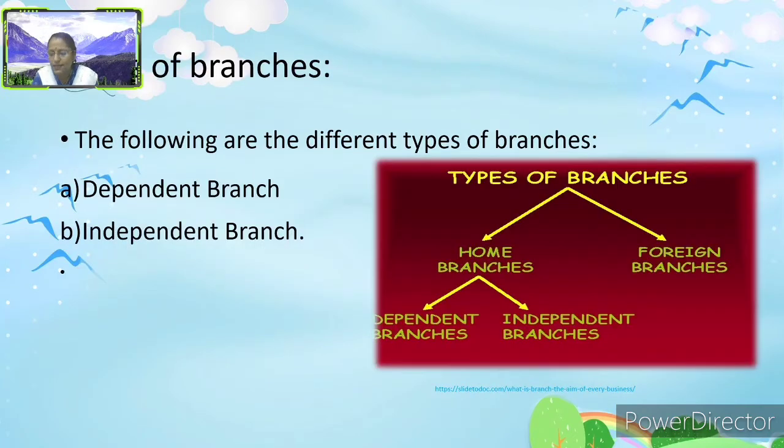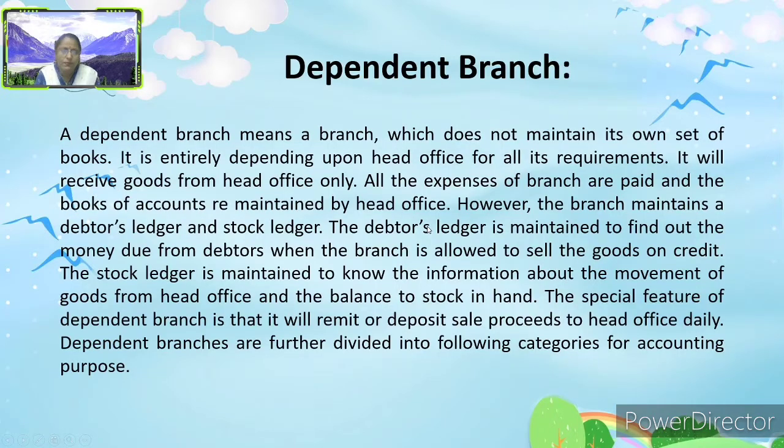Now, let us see the types of branches. The following are the different types of branches: dependent branch and independent branch. Here, the types of branches we are seeing are the home branch, foreign branch, dependent branch and independent branch. These are the different types of branches. Now, let us see what a dependent branch is.